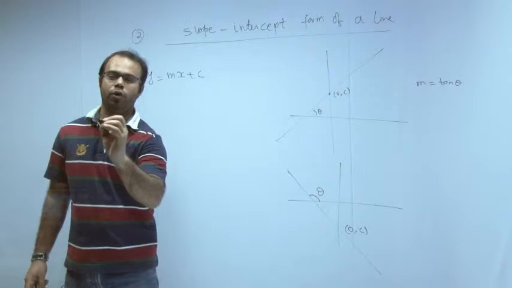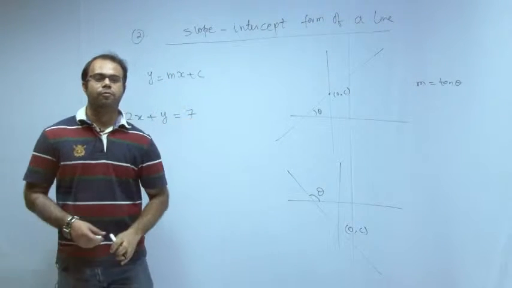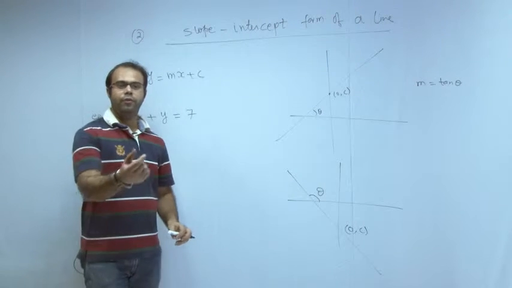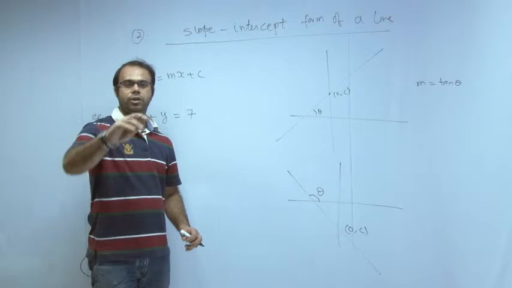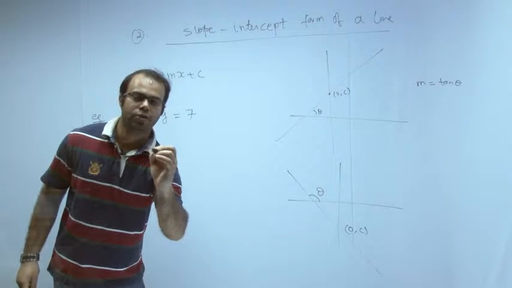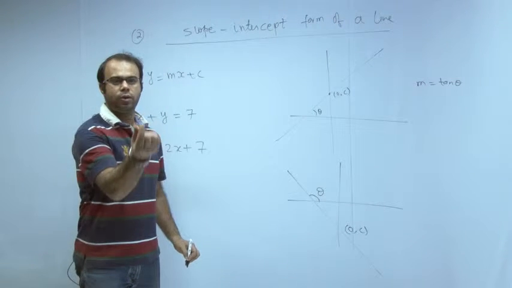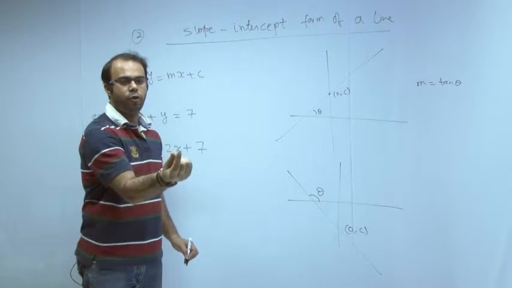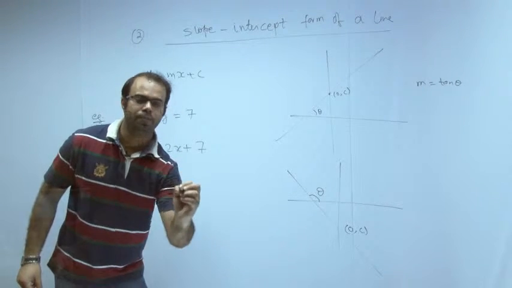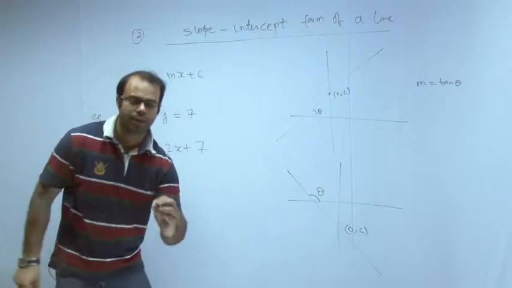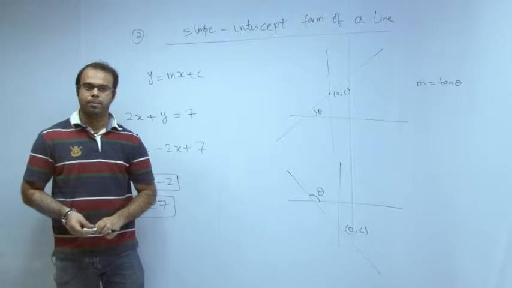For example, I give you a question, 2x plus y is equal to 7. Find the slope of the line. How do we find the slope of this line? We will change it into this form and then find the slope of the line. We will write it like this, y is equal to minus 2x plus 7. Now the coefficient of y is 1, and the coefficient of x, which is m, is minus 2. So what is taking the place of m? That is minus 2. What is taking the place of c? That is 7. So y intercept is 7 and slope is minus 2.